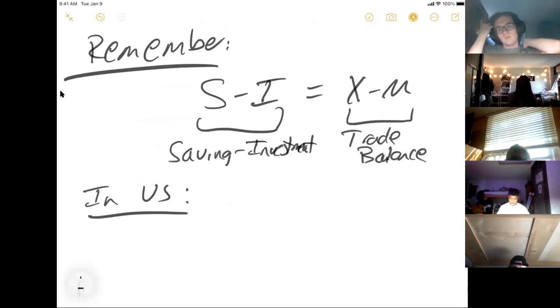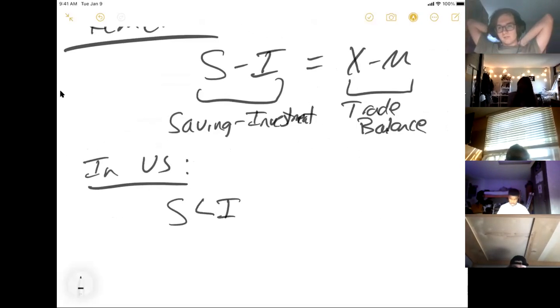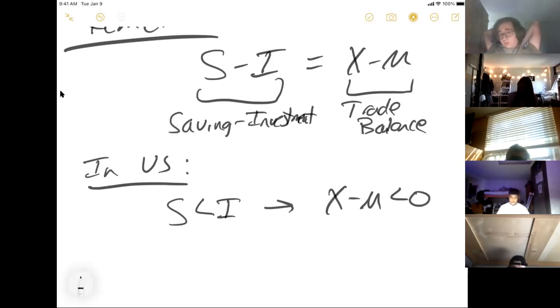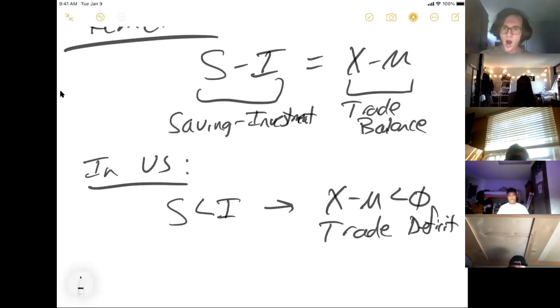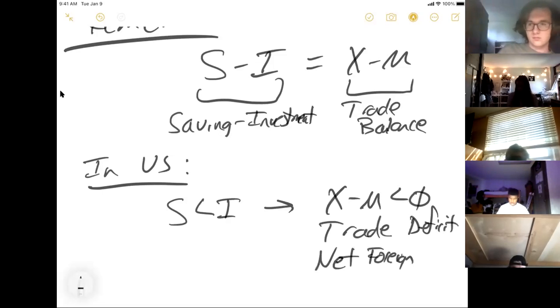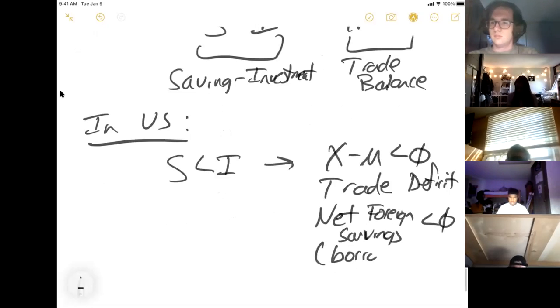So what's true about us here in the US? We have low savings relative to our investment. What does that mean? We run a trade deficit, and net foreign savings is less than zero. In other words, we're a borrower. We know from this equation that whenever you have low savings relative to investment, you are going to be running a trade deficit. And you are also going to be a foreign borrower. That's essentially how you pay for it.